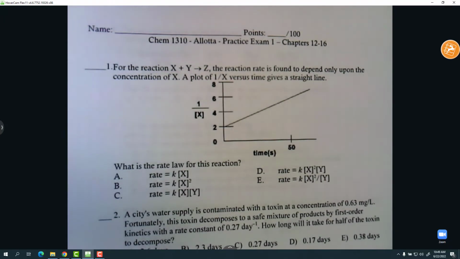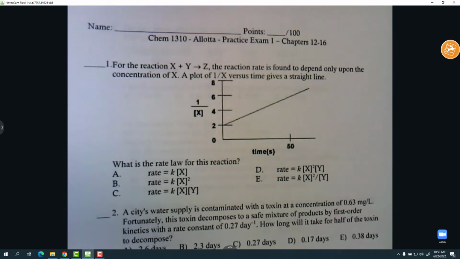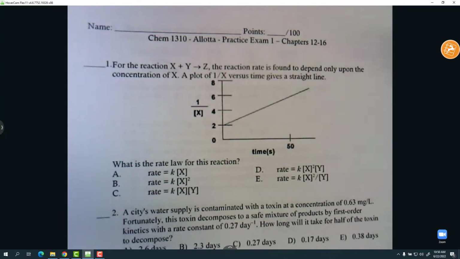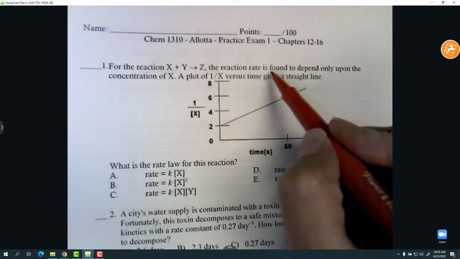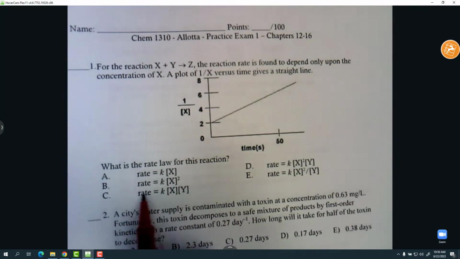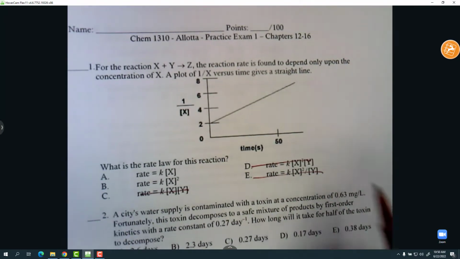That is how the real exam will be as well, and they're kind of more definition or maybe a little less math based generally. So the first one is a kinetics problem, and it's telling me that this was the graph that I found with a straight line. So can I figure out the rate law? It says in here, the reaction rate is found to depend only upon the concentration of X. So all of these that have Y in them, gone, right? It can't depend on Y.